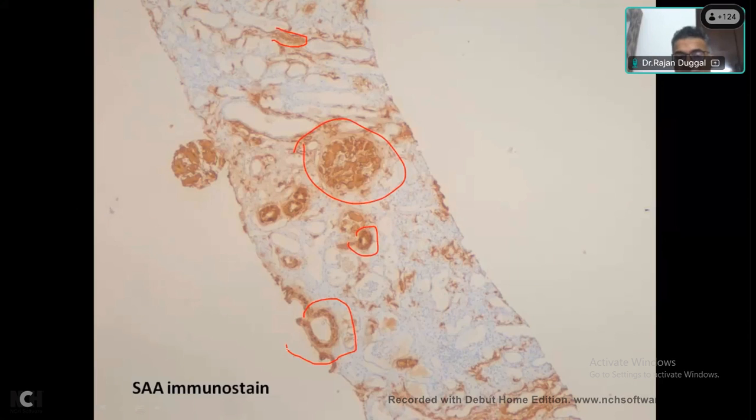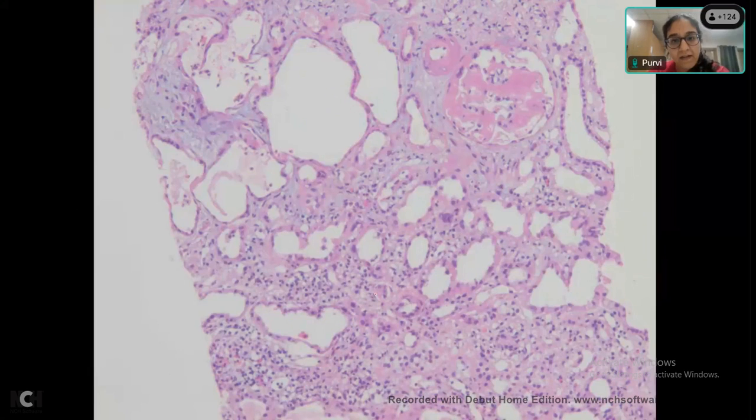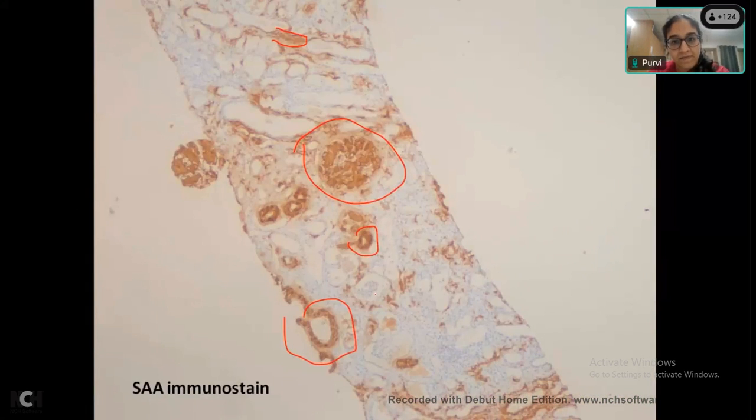Around the vessels you can see. And what is the full form of SAA, Dr. Purvi? Secondary amyloid A. Okay, so this is serum amyloid associated protein. You see this mostly with post-inflammatory amyloidosis or secondary amyloidosis, and post-inflammatory secondary amyloidosis, majority of the time, is secondary to some kind of chronic inflammatory disorder like tuberculosis, bronchiectasis, arthritis, and all that.